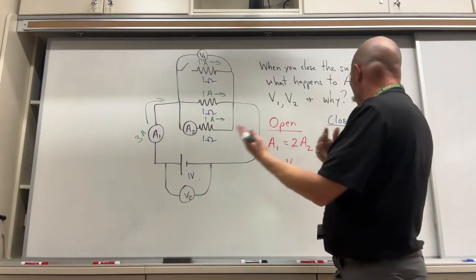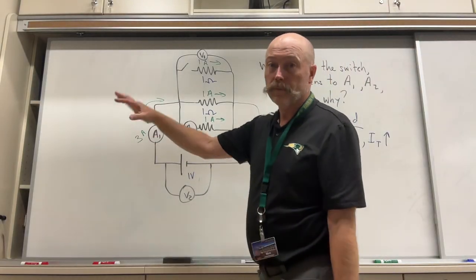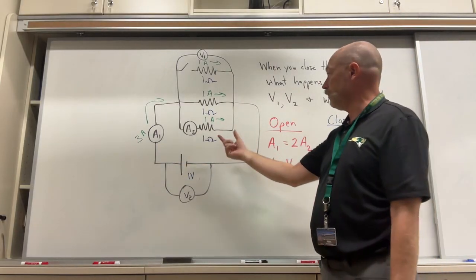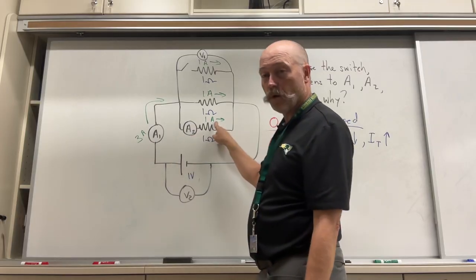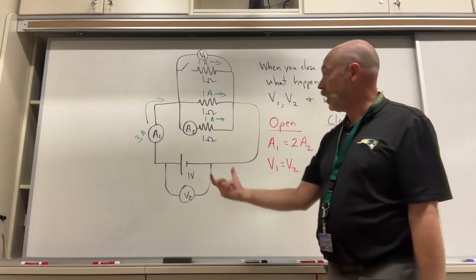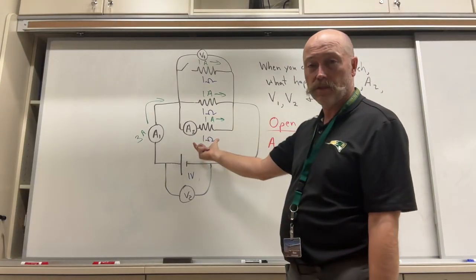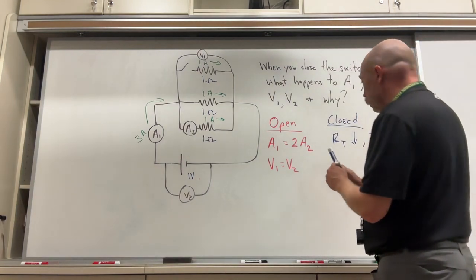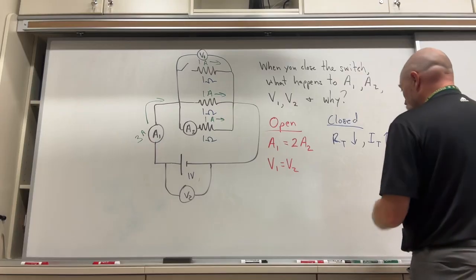So what's going to happen to everything? Well, this went from 2 amps to 3 amps, and you can solve for that. But you'll notice this stays at 1 amp. Why does it stay at 1 amp? The voltage didn't change and the resistance didn't change, so the current is still 1 amp. So A2, when I close the switch, stays the same.